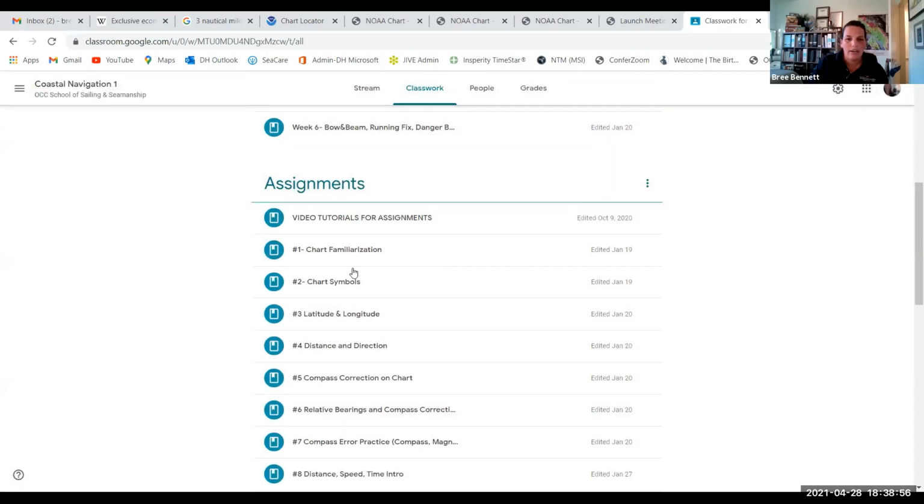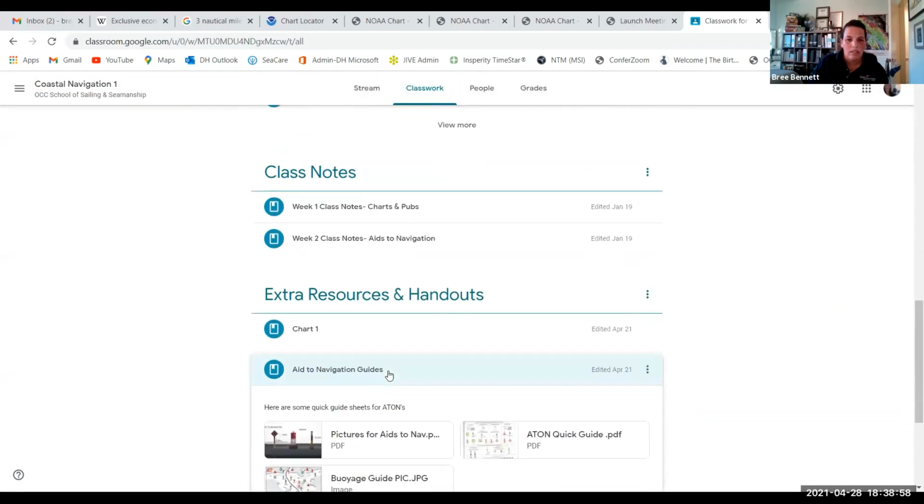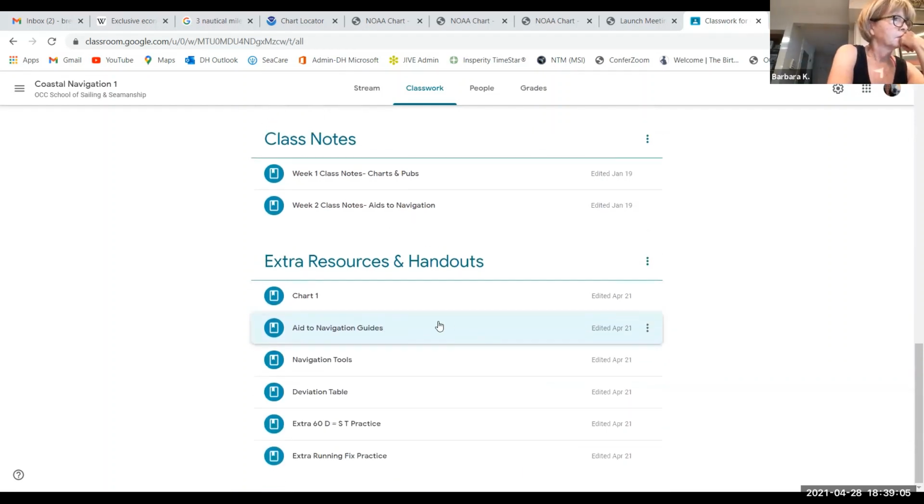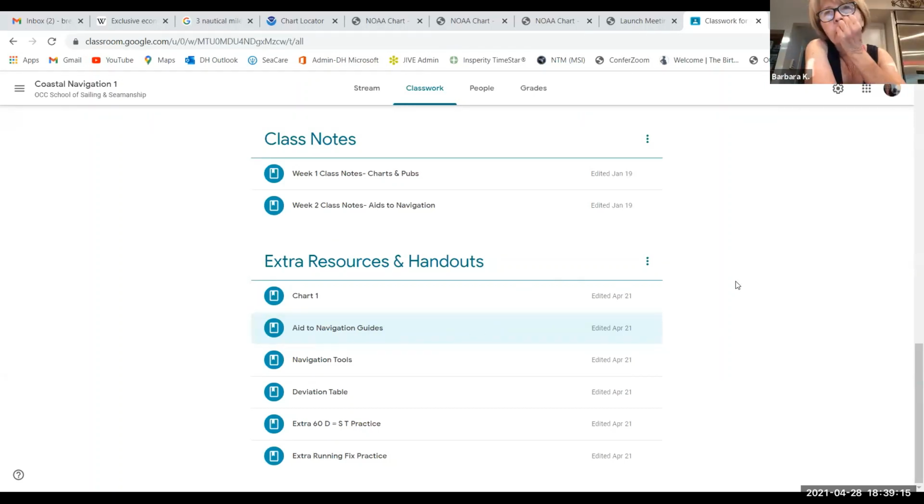So I do have a couple aid to navigation guides and pictures on there for you. But I don't know, did you guys get that in the mail when you got your other workbooks, or no? No. Okay. No.